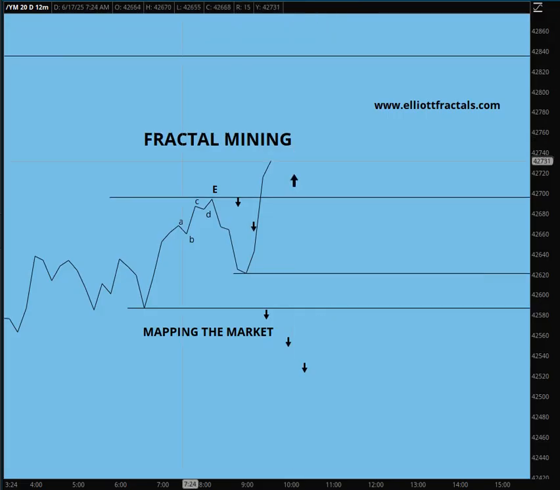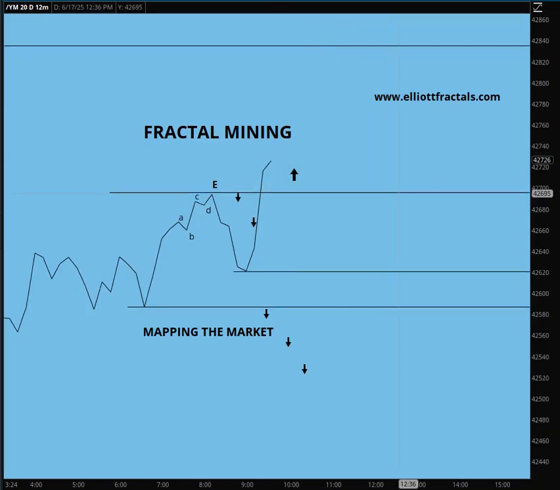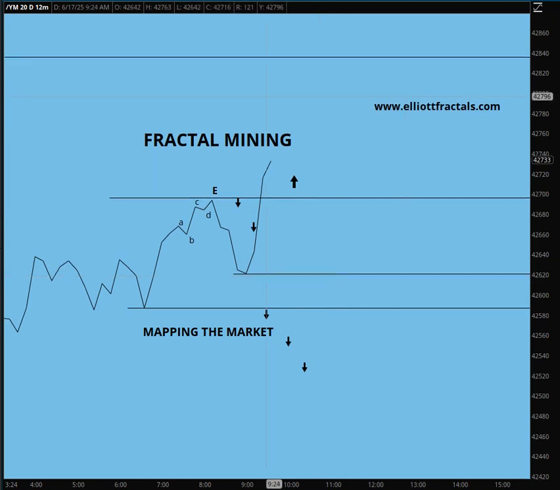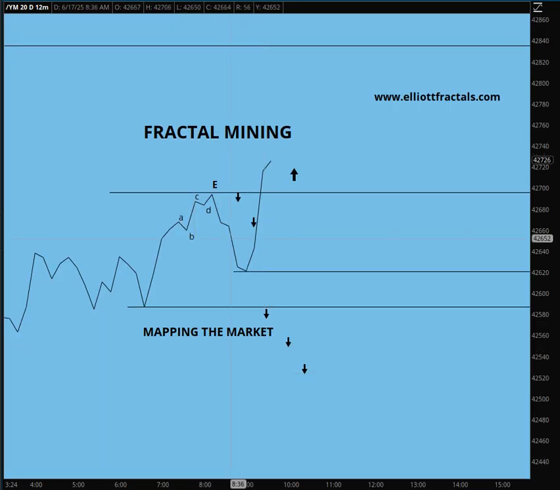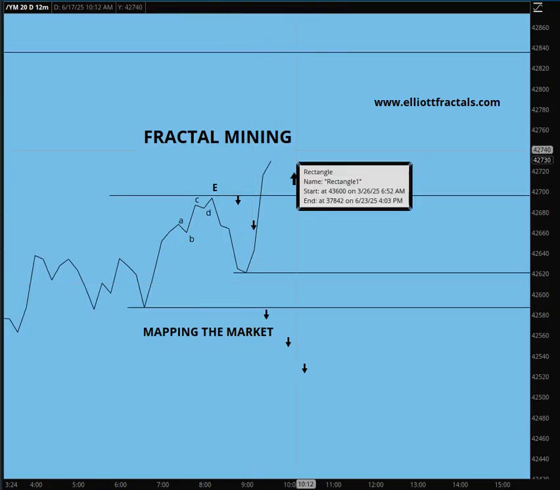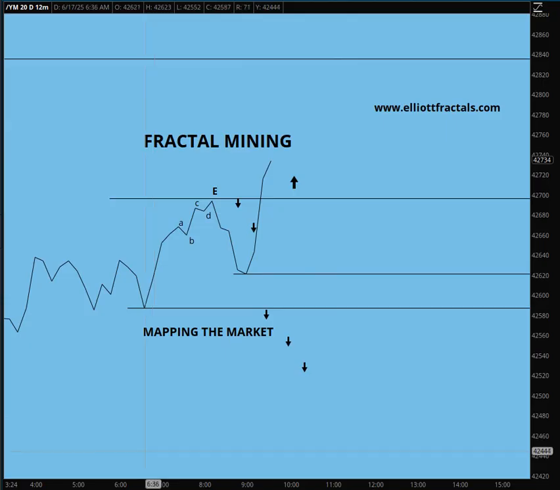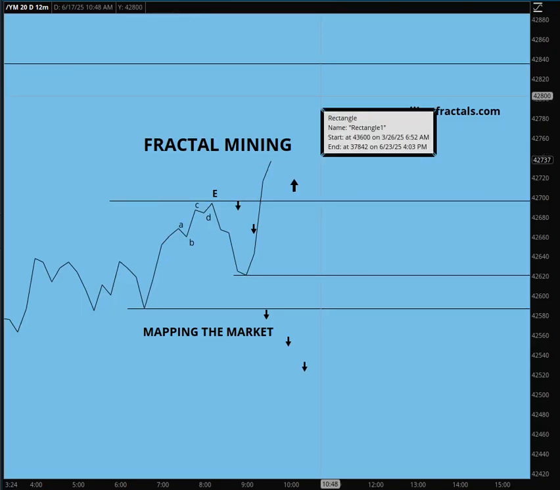So again, you have your entry point, and you have your exit point. And what we're doing again, we're simply mapping the market moves. Sometimes they go up 10 points, sometimes they go up 100 points. This one here looks pretty good. So we'll see how far this goes.